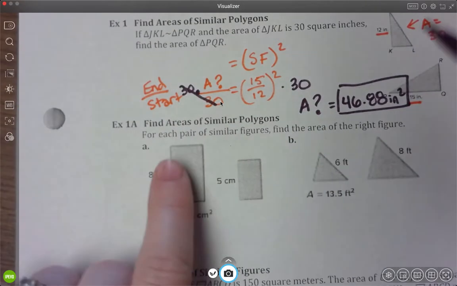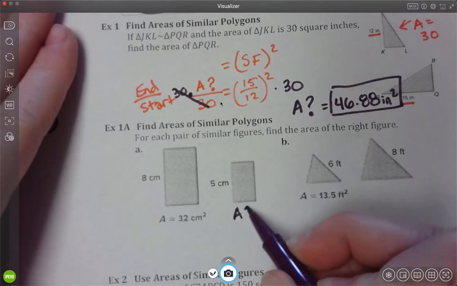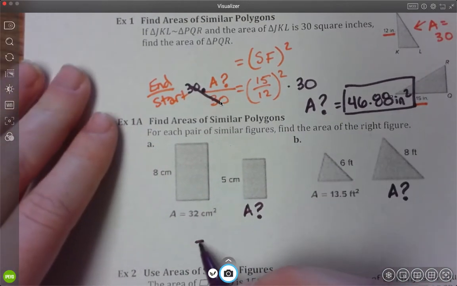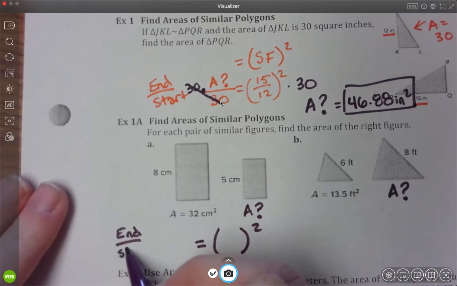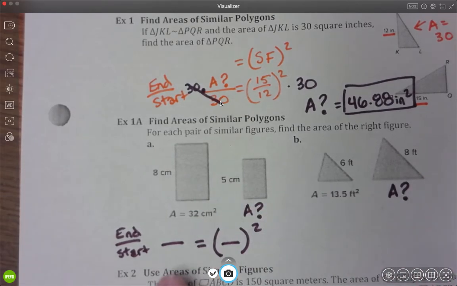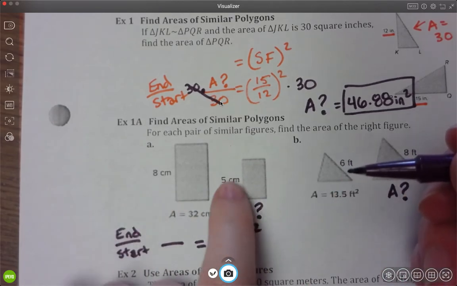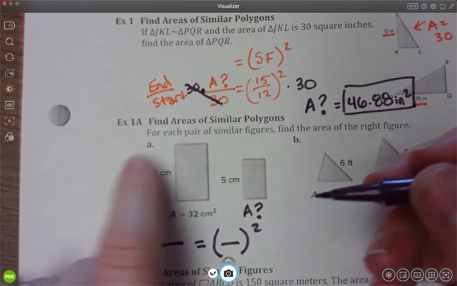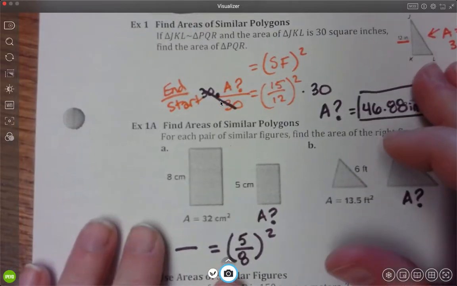For each pair of similar figures, find the area of the right figure. Okay, so we want to find the area of this guy. We'll call this area question mark again. So I'll put my equal sign here. I want end over start. So I have the area on this side, and then I have scale factor over here. My ending side over here is 5. My starting side over here is 8. The left side is going to be your start, right side is going to be your end. So I have end over start, 5 over 8 is going to be my scale factor.